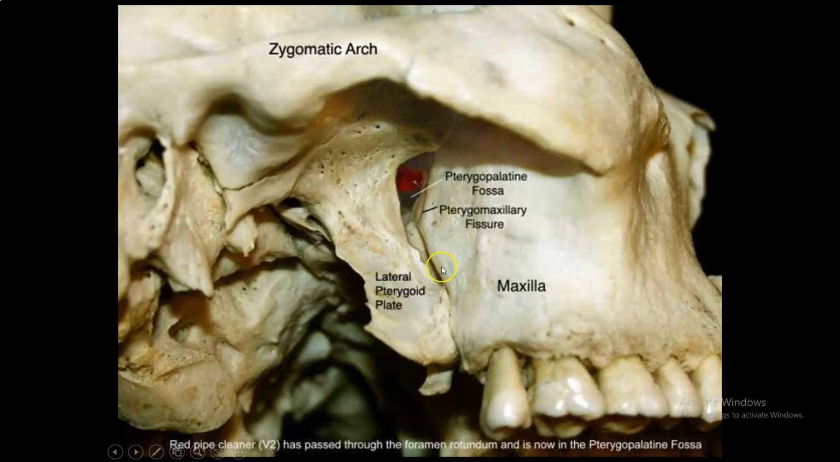So let's see, where is the pterygopalatine fossa? It is medial to the infratemporal fossa. It is between the pterygoid and the maxilla. It is communicating with the infratemporal fossa laterally through the pterygomaxillary fissure. It is an inverted pyramid. It has a base here and a summit here.